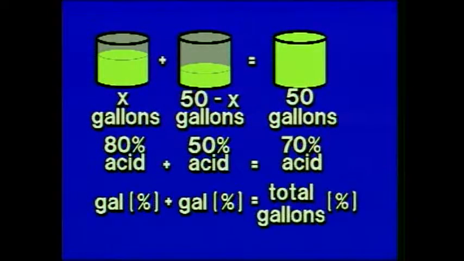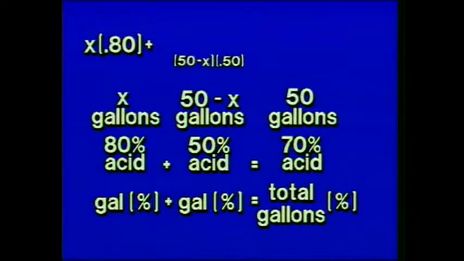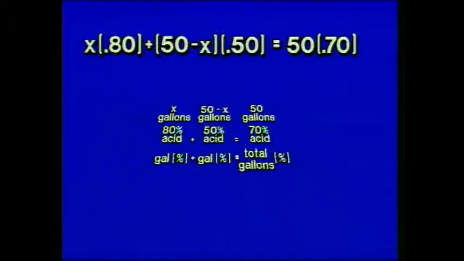Now notice that gallons times percent plus the gallons times percent is equal to the total gallons times the resulting percent. And that's the way we build our equation. So here's our verbal model, and here comes our equation. X number of gallons times 80% plus 50 minus X number of gallons times 50% is equal to 50 gallons times 70%. And all of this is from the information below the equation. Well, let's go on to solve the equation.